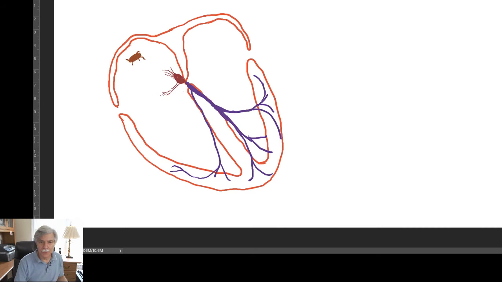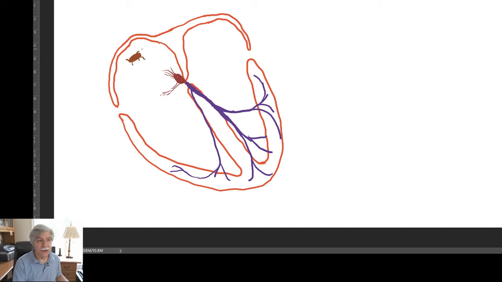Okay, so this is my diagram of the cardiac conduction system. Let me pick a nice color here. Sorry, it's taking so long.